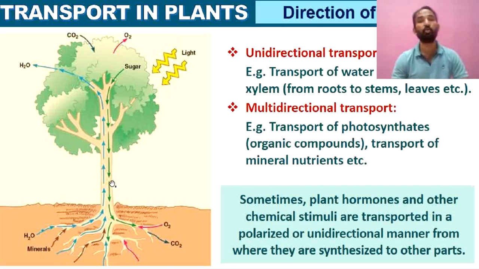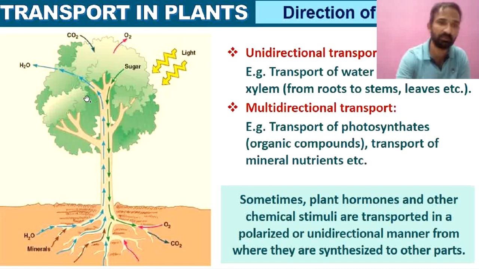Here is the direction of the transport. There are two directions of transport in transporting plants. The first one is unidirectional transport. The transport of water and minerals in the xylem is unidirectional. Water is absorbed by the root system, and along with the water the minerals are also absorbed by the roots. After absorbing water molecules, the roots send the water to the stem and the stem sends the water to the leaves.